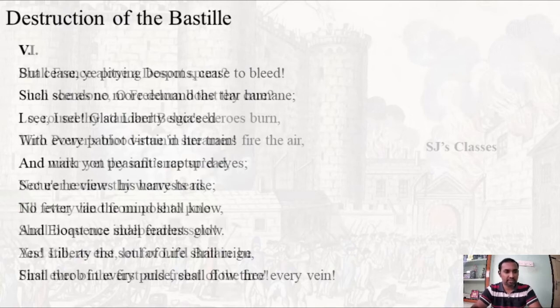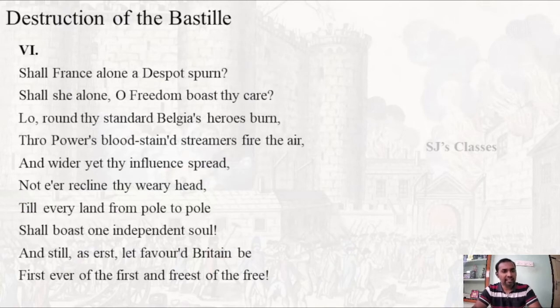Moving on to stanza number 6. Shall France alone a despot spurn? So will it be only France that spurns? Spurn means refuse with contempt. So will it be only France that refuses with contempt a despot? Despot means a cruel and oppressive dictator. Shall she alone of freedom boast thy care? So shall France alone boast about how liberty or freedom took care of them? Meaning, will it be only the French who taste victory and freedom in this fight against tyranny by the despots?